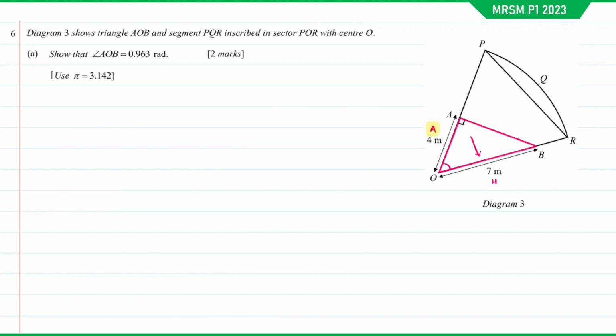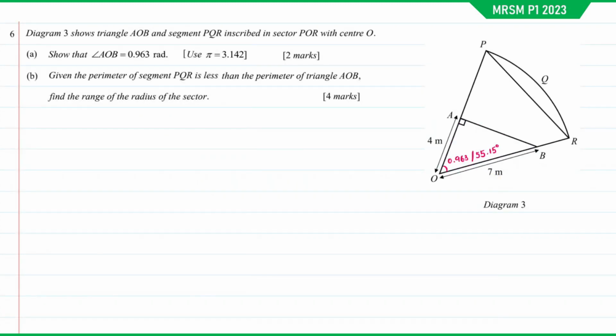As we know the adjacent and the hypotenuse, then we can find the angle using cos. So cos angle AOB will equal 4 over 7. Then the angle AOB will be 55.15 degree. To convert this into radian, we're going to multiply by 3.142 over 180 degree, which is equal to 0.963 radian.